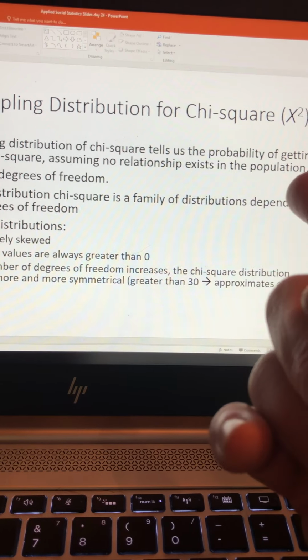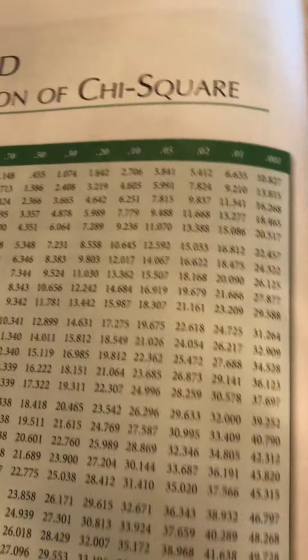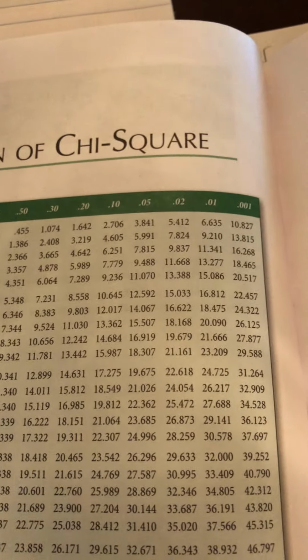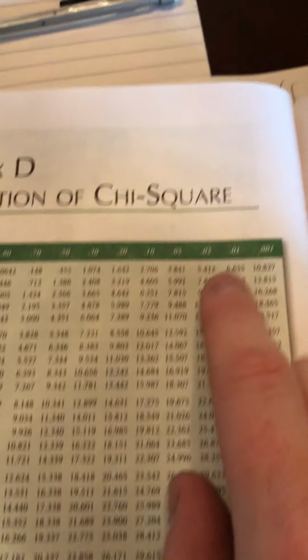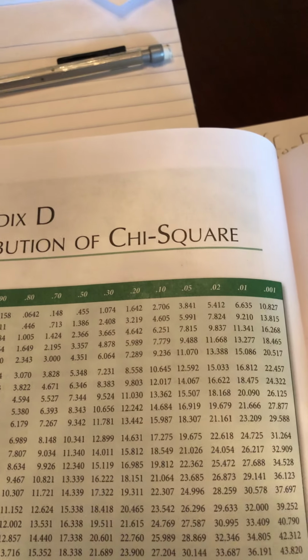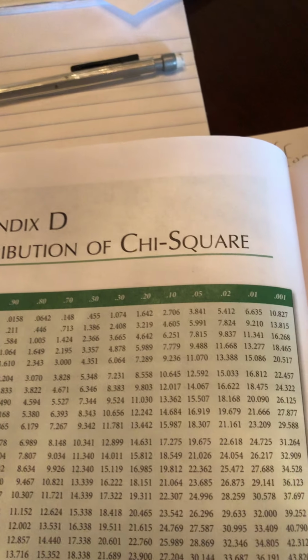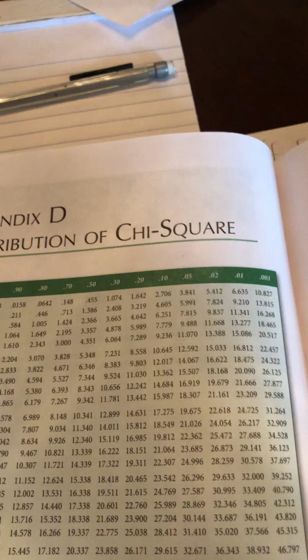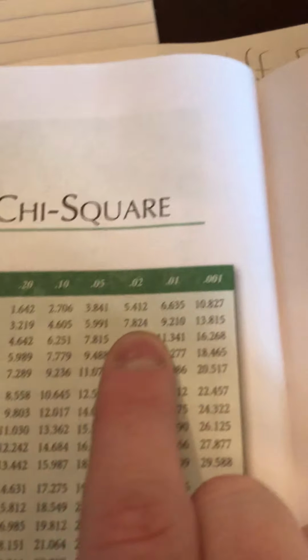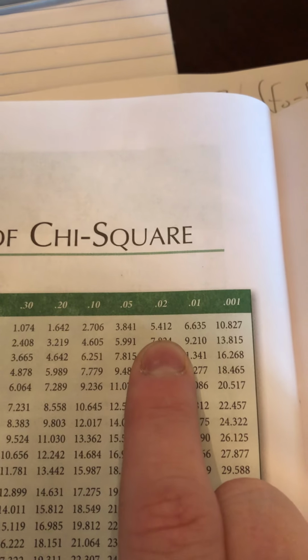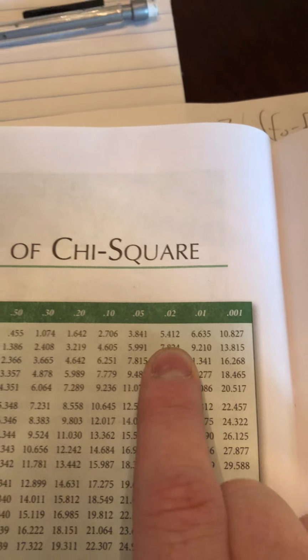So basically it's telling you that, let's just keep it simple, just like the t-test, if your test statistic, the number you calculated, 58, is greater than the critical value, then you reject the null. You go with the research.